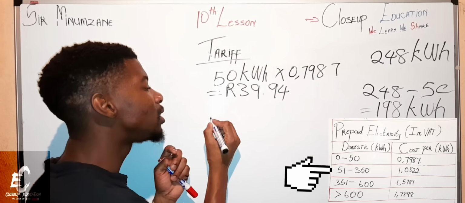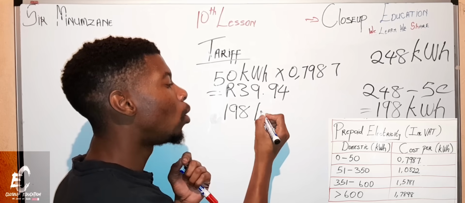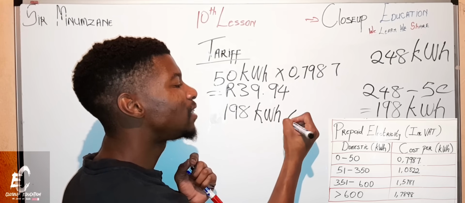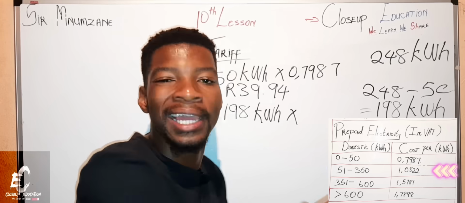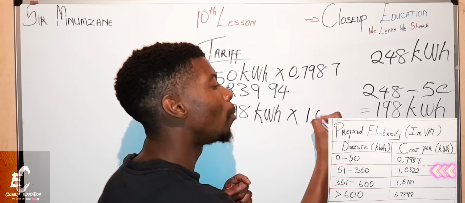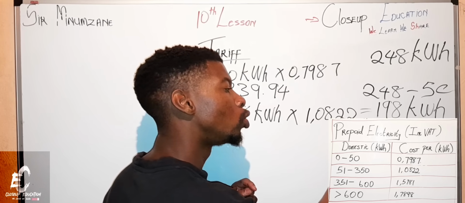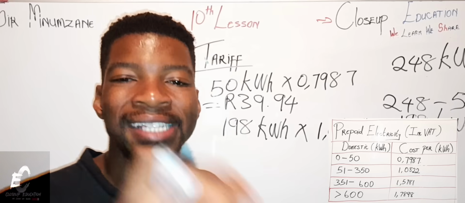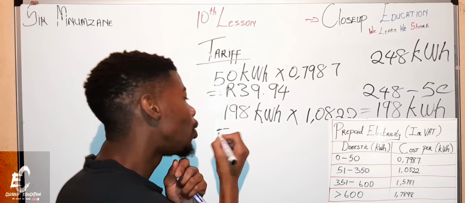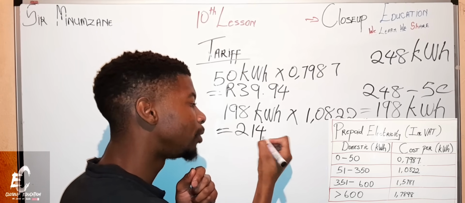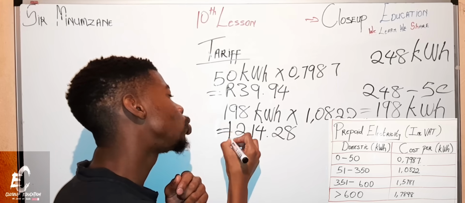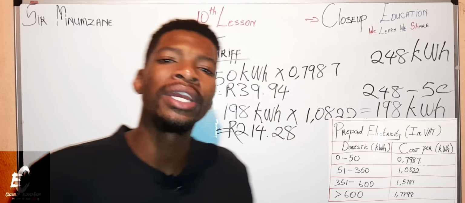So we say 198 kilowatts multiplied by the amount on bracket number 2, which is 1 rand 0822. And the amount she has to pay for the second bracket is 214.28, that is 214 rand 28 cents.